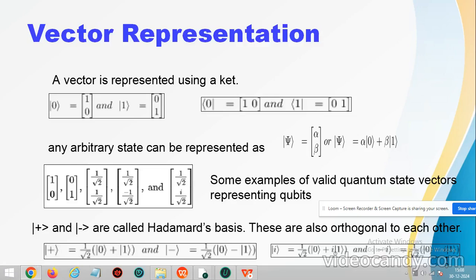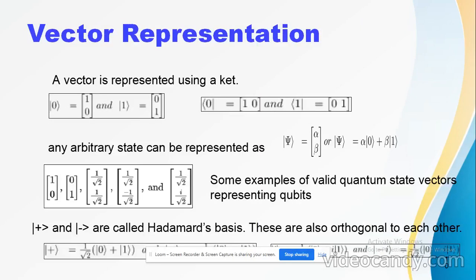Ket plus is equal to 1 by root 2 (ket 0 plus ket 1), and ket minus is equal to 1 by root 2 (ket 0 minus ket 1). Whereas ket i is equal to 1 by root 2 (ket 0 plus i ket 1), and ket minus i is equal to 1 by root 2 (ket 0 minus i ket 1).